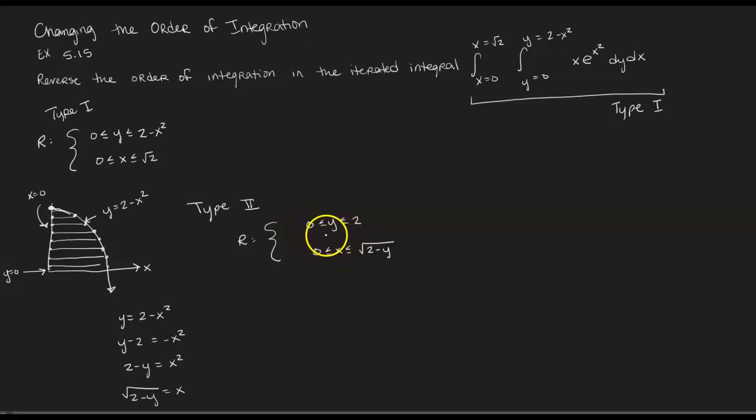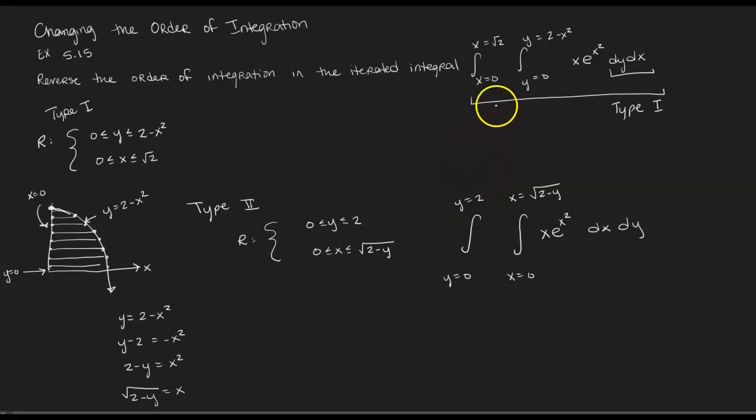And now we can set up our integral with the reversed order. So let's go ahead and start that up. The function that we are integrating is not going to change. We're not changing anything there. But the area increment, dy dx, now becomes dx dy. The inside integral has our values for x, which goes from 0 to root 2 minus y. The outside integral has our values for y, which goes from 0 up to 2.